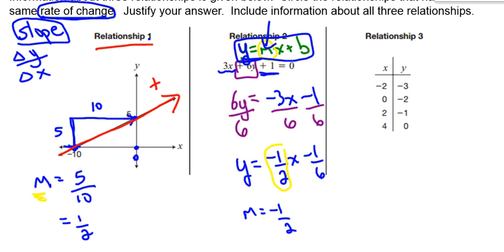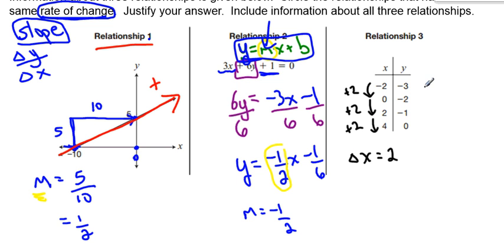Definitely. So let's look at the third relationship, and this is given to me in a table of values. So to find rate of change from a table of values, I will look at first differences. So how is x changing? From negative 2 to 0, I added 2. From 0 to 2, I added 2. And here I added 2. So on this table, there is a constant change in x of positive 2.